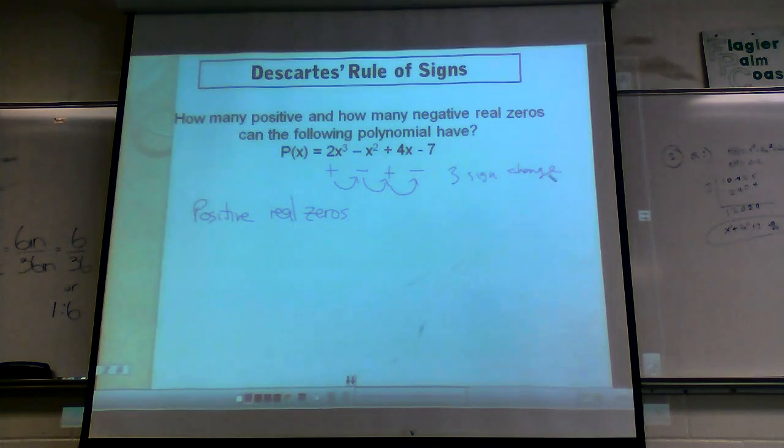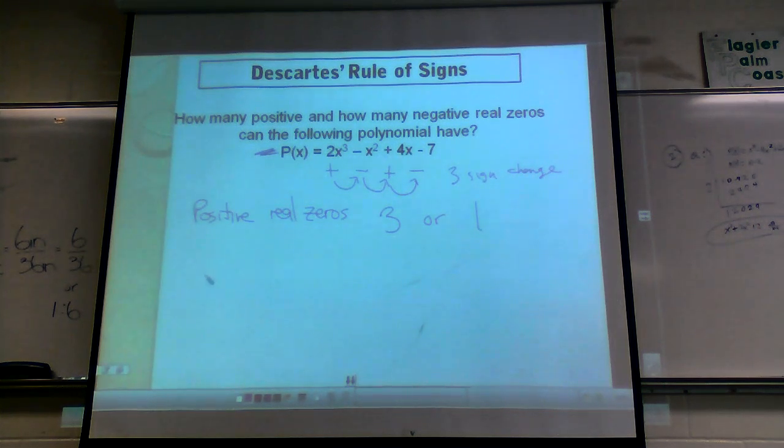And what that tells me, according to Descartes' rule of signs, is that since the original has 3 sign changes, for my positive reals there is a possibility of having 3 positive real zeros or 1. By just looking at the sign changes, I can't make a definite determination between them. I just know there is a possibility. Like I said, this is going to come more into play when we start throwing all the zeros in there, including your complex ones and your real ones.